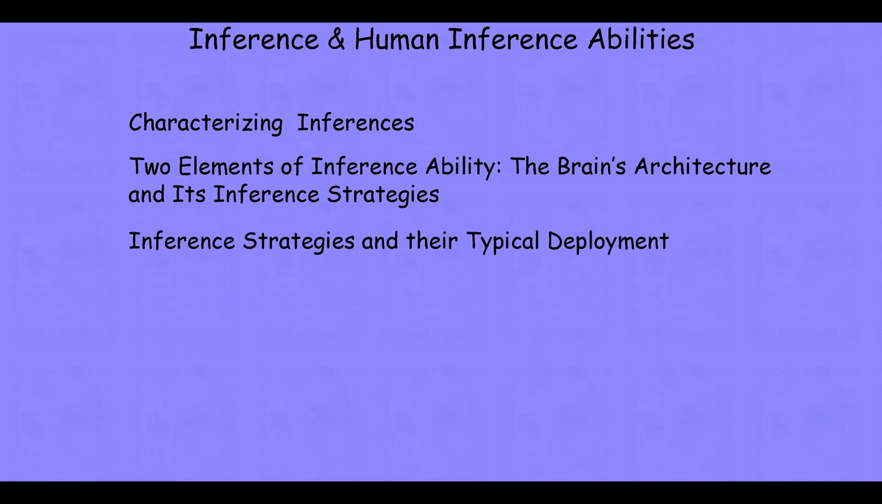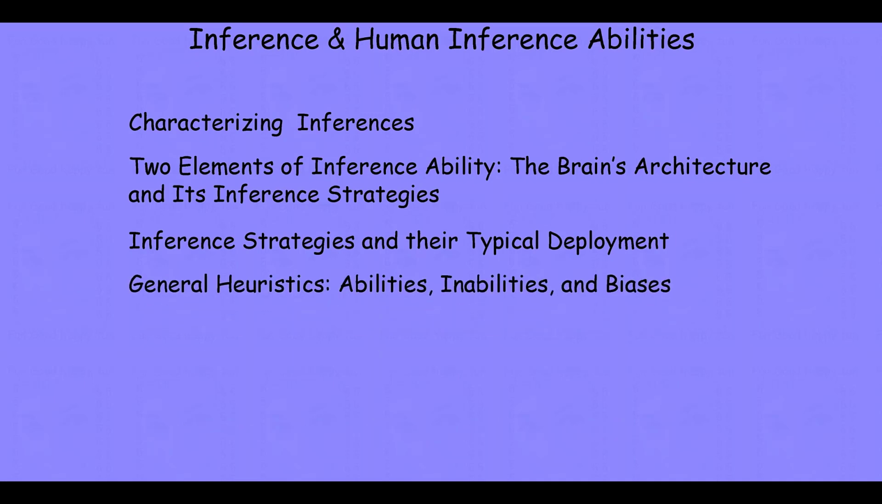After that, we'll turn our attention to the general categories of inference strategies that cognitive scientists have developed to describe and predict human inference and decision-making behaviors, as well as talk about the typical deployment of these different kinds of categories in everyday, ordinary inference and decision-making situations.